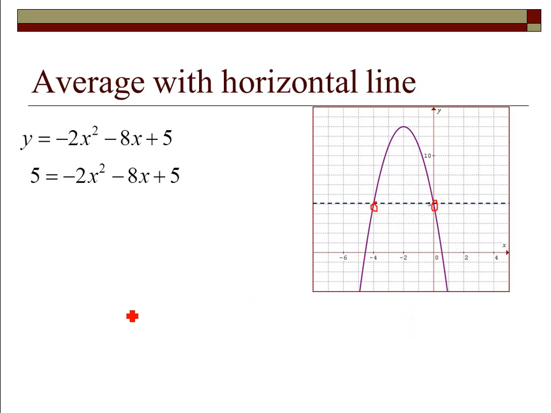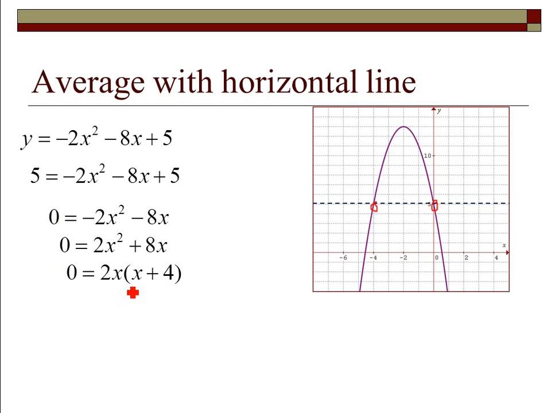So solving this equation, I subtract 5 from both sides and get 0 equals negative 2x squared minus 8x. Maybe you don't want to deal with negatives, so I can multiply both sides by negative 1. That makes it a little bit easier to factor. I can factor out a 2 and an x, so I have 2x times (x plus 4). Solving, I get either x equals 0 or x equals negative 4. Halfway between x equals 0 and x equals negative 4 is my vertex. So my vertex happens at x equals negative 2.